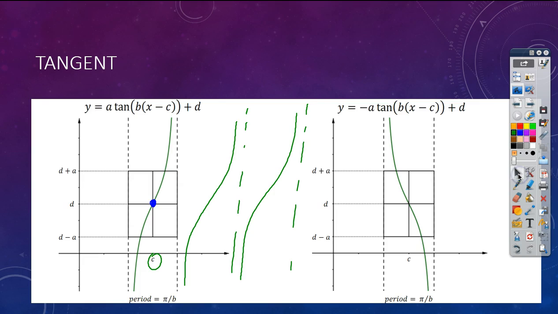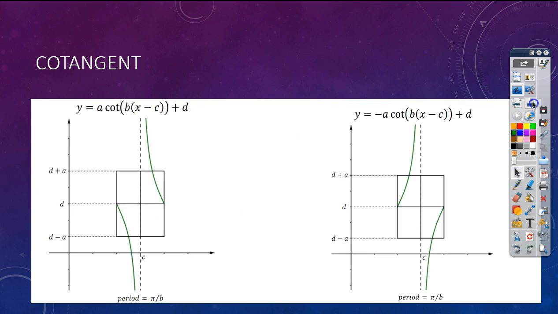Last but not least, cotangent. Okay, here's cotangent. Whoa, that looks really funky. It's like tangent. You have to be careful in that C comma D is in the middle. Your period is pi over b. So what does that mean? That means this whole thing is pi over b. That means when I find out what this distance is, I need to cut it in half to go this way, cut it in half to go that way.